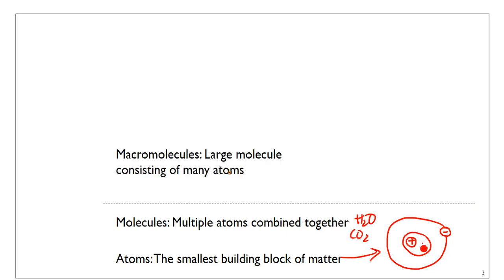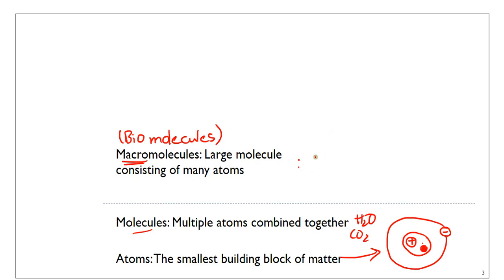So macromolecules or biomolecules is another name that you might have seen. Essentially, they are really, really large molecules and they consist of many, many atoms. But other than that, there's virtually no difference between a molecule and a macromolecule. Macro just means big. So they just have a lot more atoms than, say, H2O or CO2.